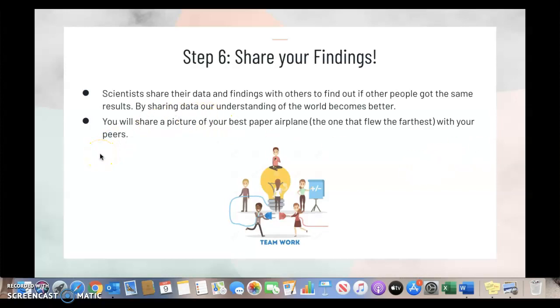You'll see everything laid out on Schoology for all of these steps to do the project, and post any of your questions on the questions discussion board on Schoology.